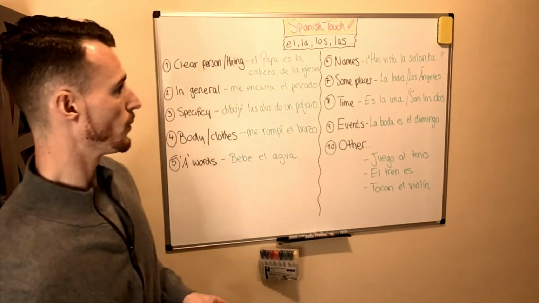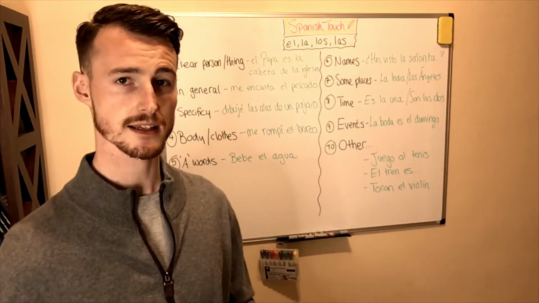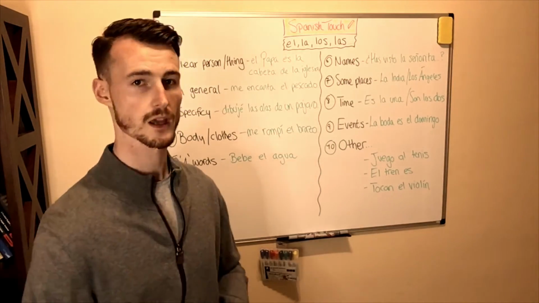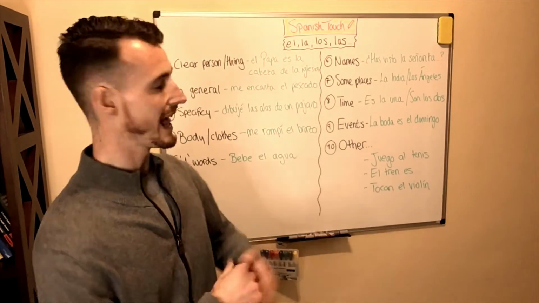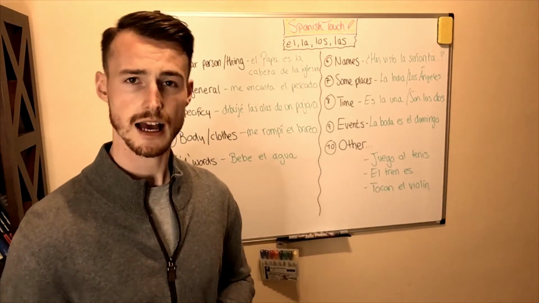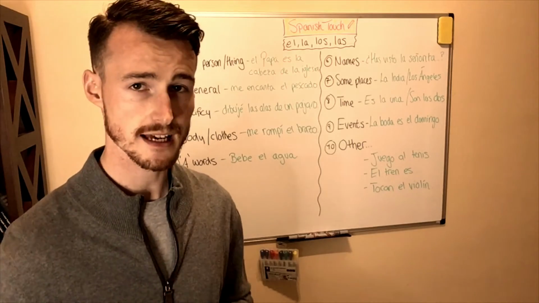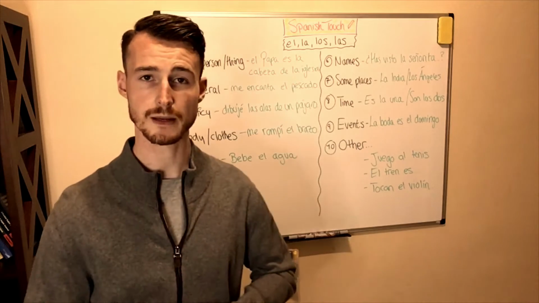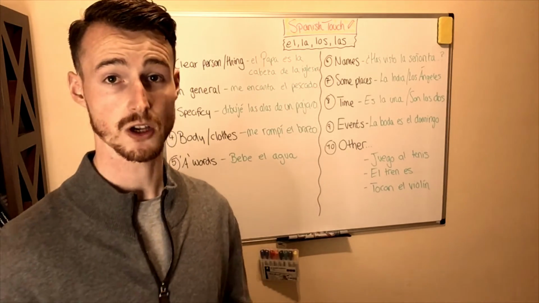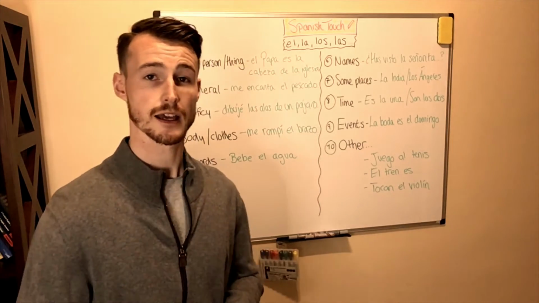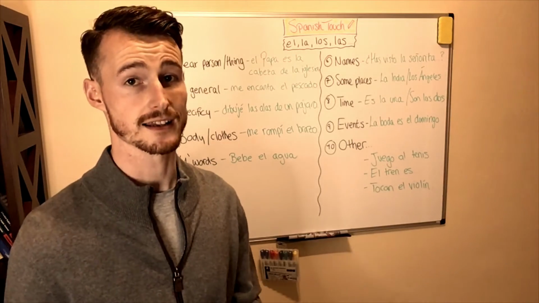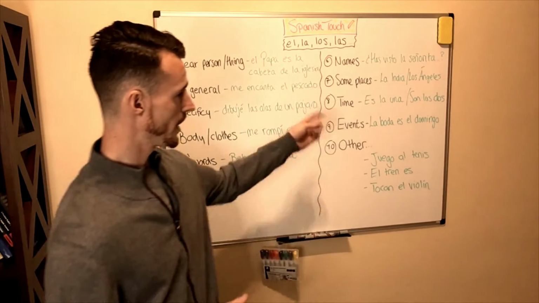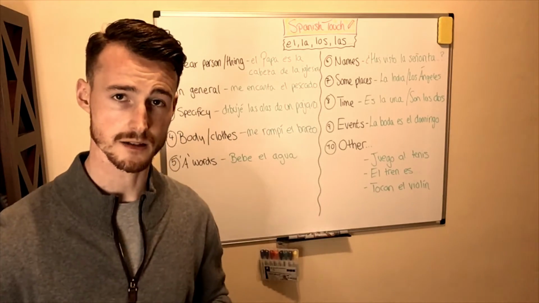Number 7. When we're talking about some places, there's a few places in Spanish where we use the article. One of them being India. Here we could say, la India. Have you been to India? ¿Has estado en la India? Or another example would be Los Ángeles. Okay? Los Angeles in English. Qué bonita es Los Ángeles. So beautiful. Los Angeles.